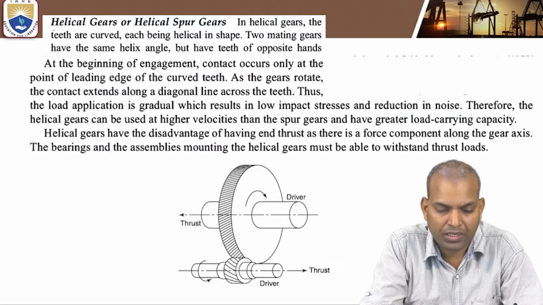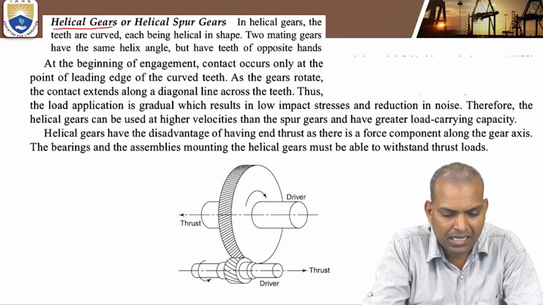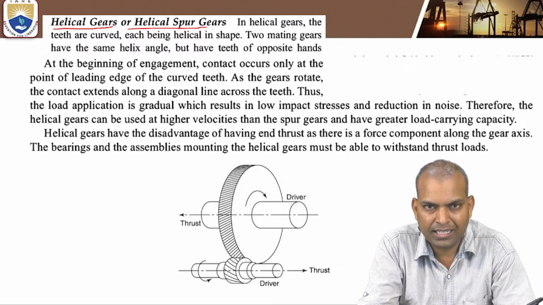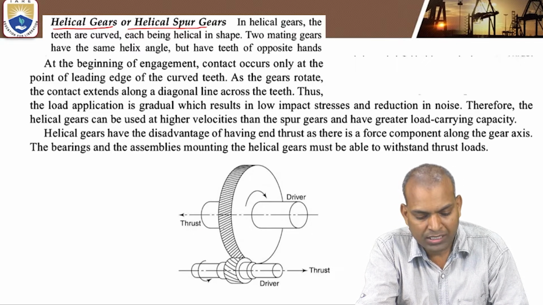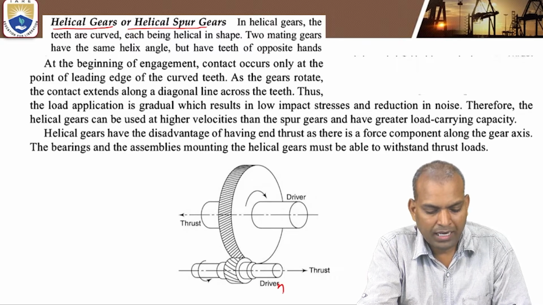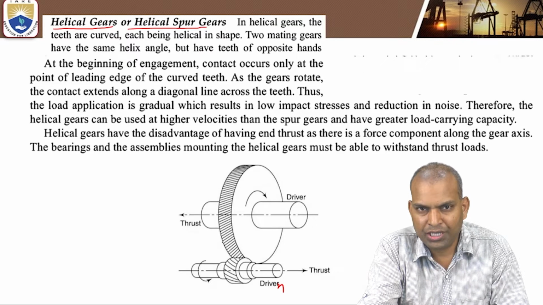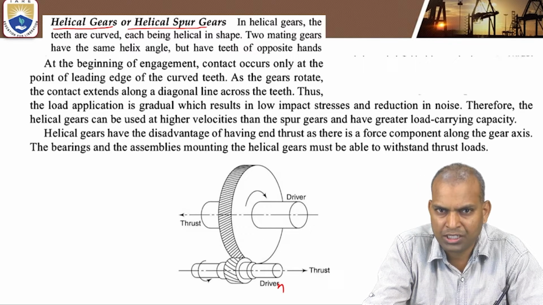Now the next type under parallel shafts is helical gears, or helical spur gear. Helical gears means there is some helix angle, with some inclination. One is the driver, another is the driven. It is in external meshing, so it will rotate in opposite direction. The driver gear rotates in the direction opposite to the pinion.